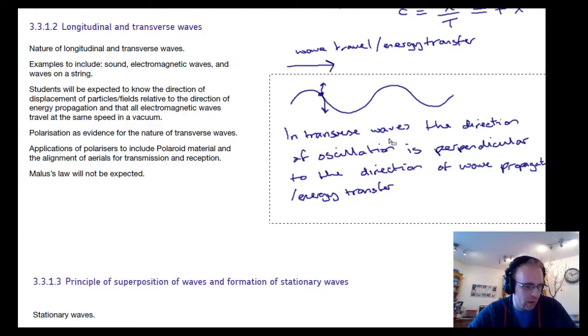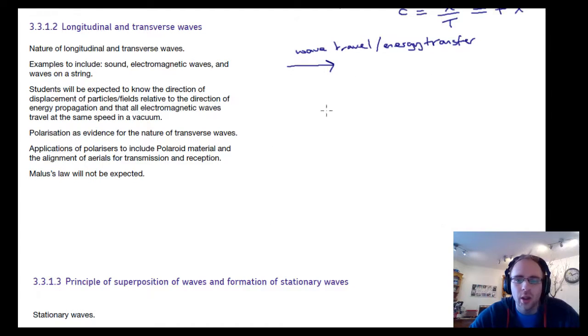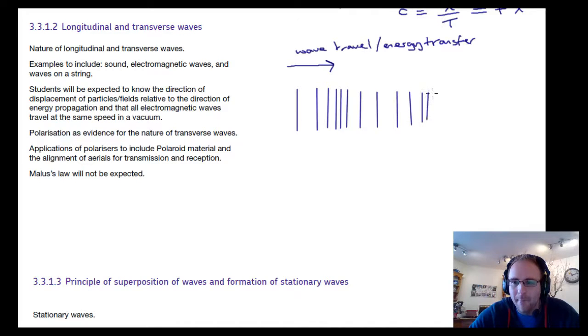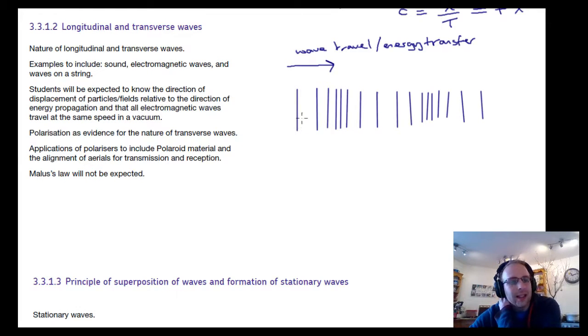So longitudinal waves are a bit more tricky to draw. So I've drawn them as lines, so you can imagine this as a slinky or as regions of equal pressure in air.